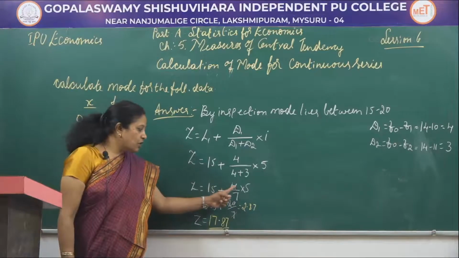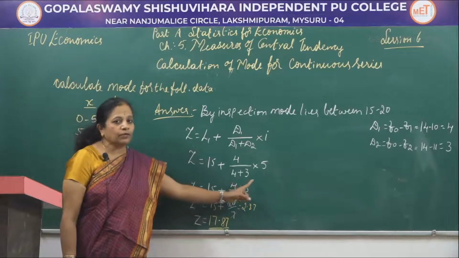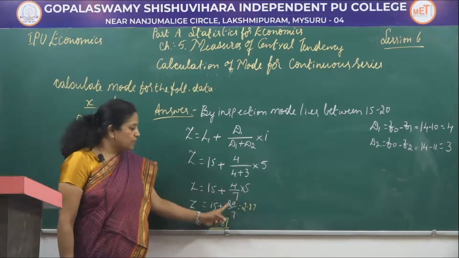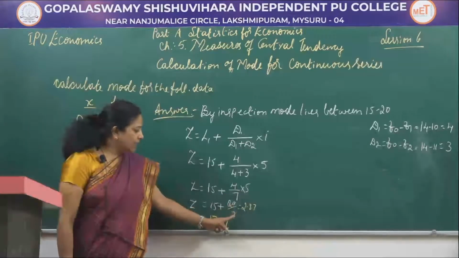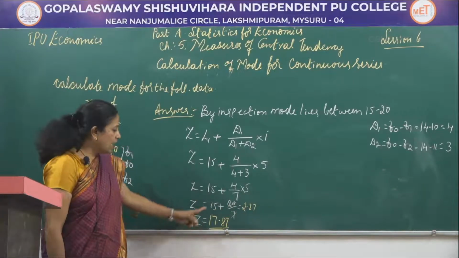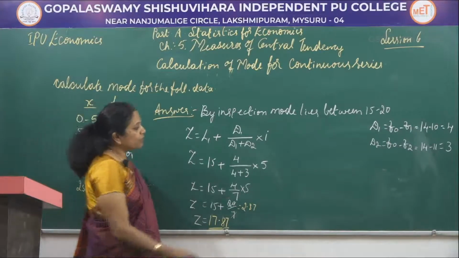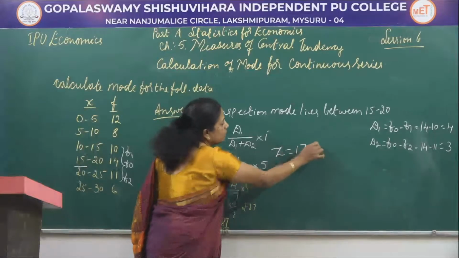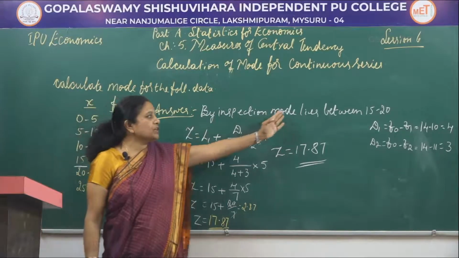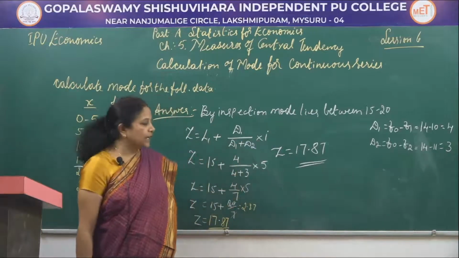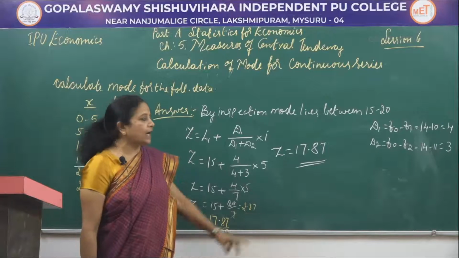Look here, we should not divide first and then multiply it with the answer. First we should multiply the upper value with the class gap. So we obtain 4 into 5 as 20, then we divide it by 7. So 20 divided by 7 is 2.87, and 15 plus 2.87 is 17.87. So therefore the mode is 17.87. As we said earlier, by inspection the mode lies between 15 and 20, and 17.87 is lying between 15 and 20.